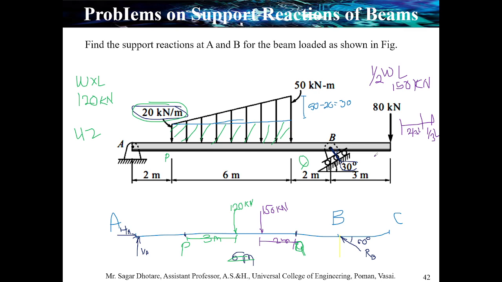Now everything we have sorted, only one force is remaining, that is 80 kilonewton. We can place 80 kilonewton at point C. This is 80 kilonewton. So you can find out the locations of all forces from point A, because we have to take moment, we have to apply three conditions, and based on that you can find out the value of RB.